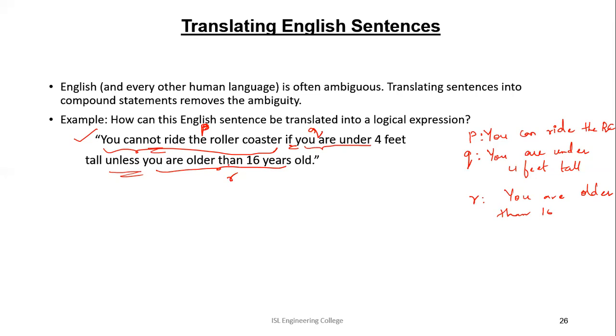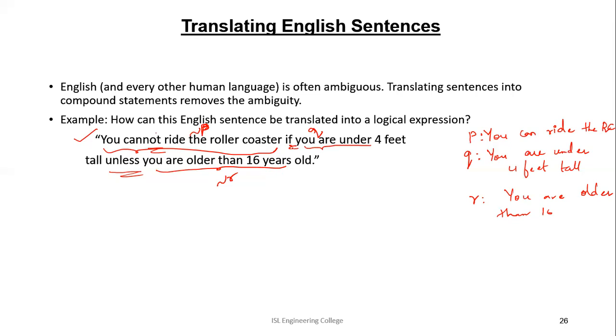Now the next thing, for us we have to identify that our P is negation. So this will become negation P. And similarly, S is unless you are older than 16 years old. So if you are younger than 16, you cannot ride the roller coaster, correct? So since we are dealing with negation P, our R will also become negation R. Okay. Now there is an F.